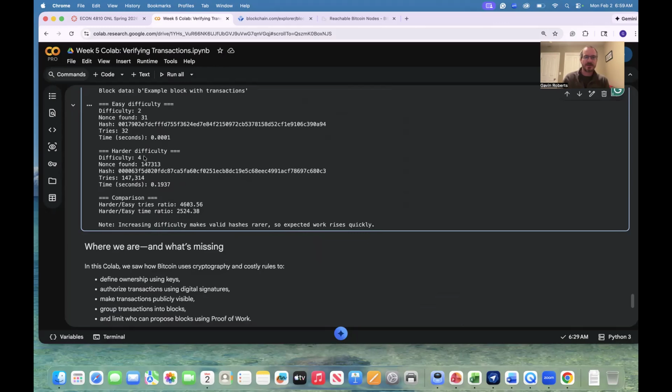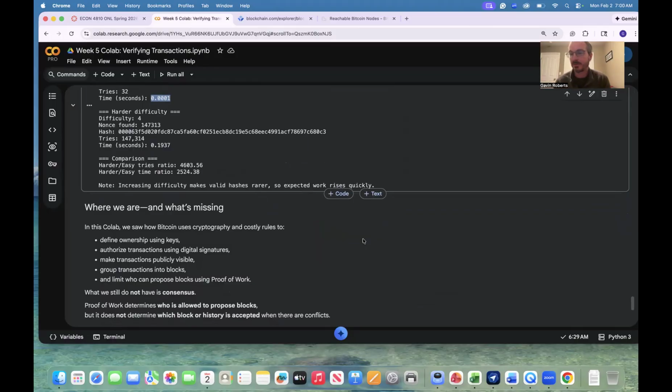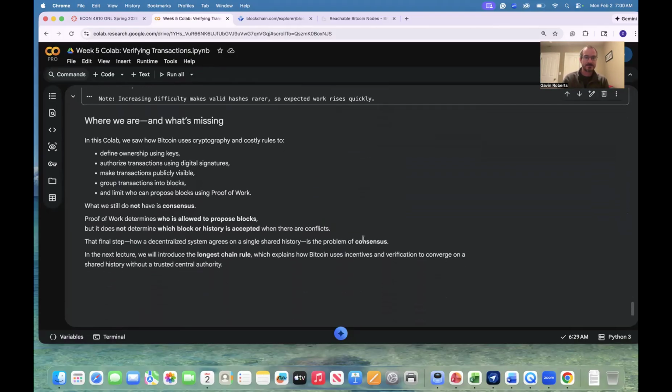Then we said we're going to do another one that needs four leading zeros. That took 0.1937 seconds, an extremely short amount of time, but much slower than the other one. That took about 150,000 tries before we got four leading zeros. So we can see how we can use this proof of work to vary the computational resources necessary to mine these blocks and make this proof of work incentive scheme.